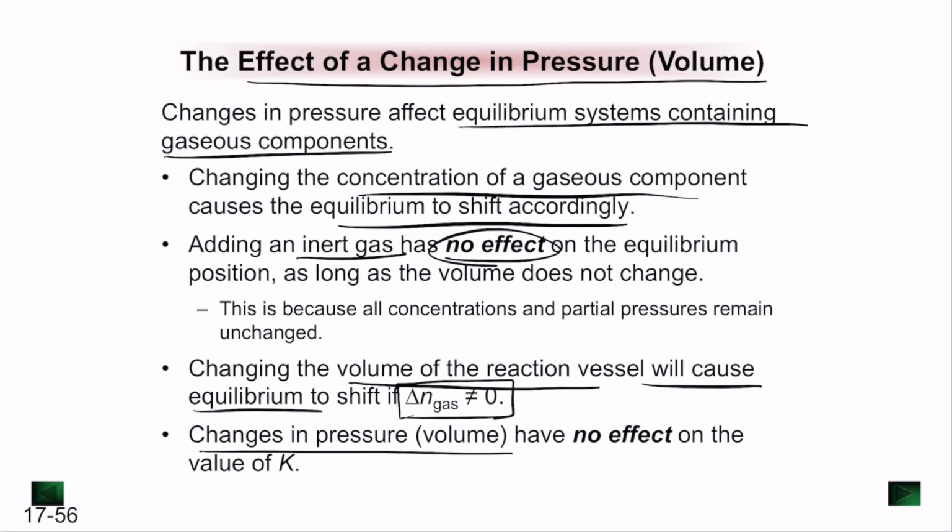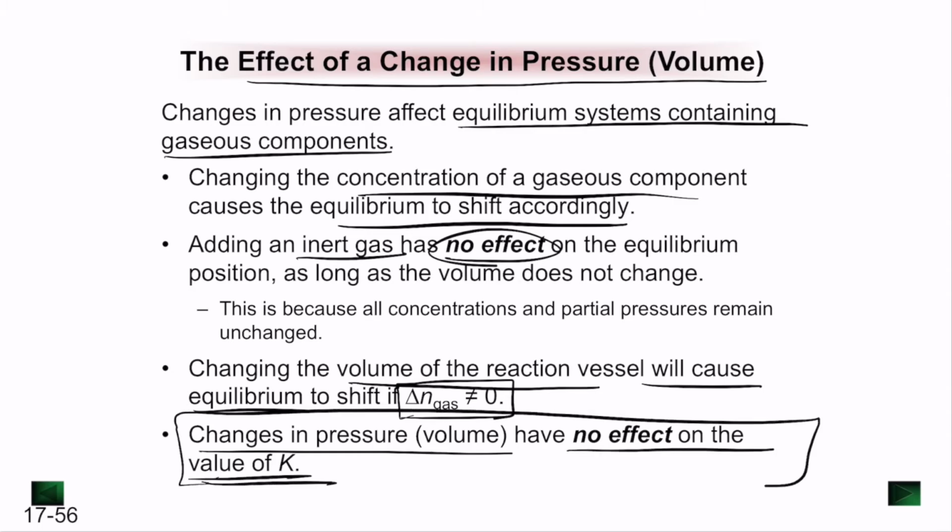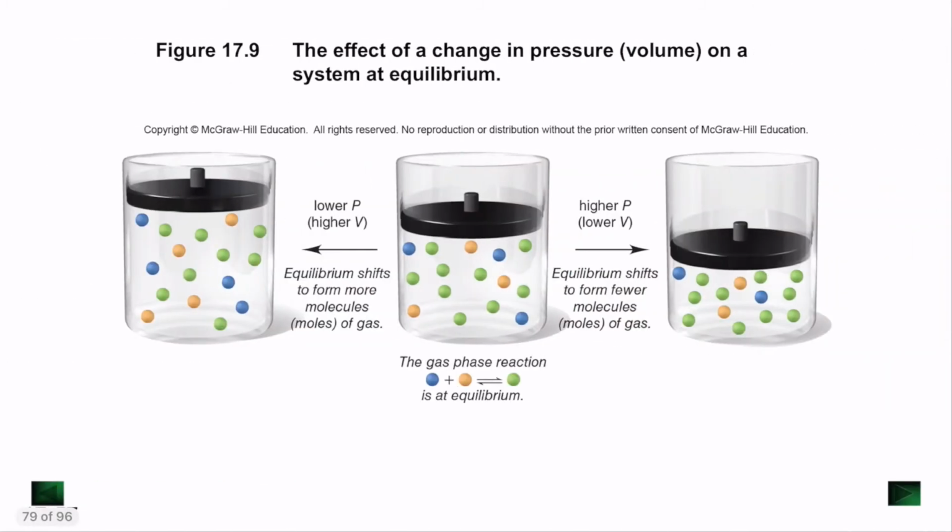Now, changes in pressure or volume have no effect on the value of K. Remember this point again: pressure and volume do not have any effect on the value of K. So when you have a lower pressure, it means that there is a higher volume. So the equilibrium shifts to form more molecules of the gas, which means that it goes towards the side that has more number of moles. Here, if you take the reaction, it has more number of moles on the reactant side. So it tries to go towards that side.